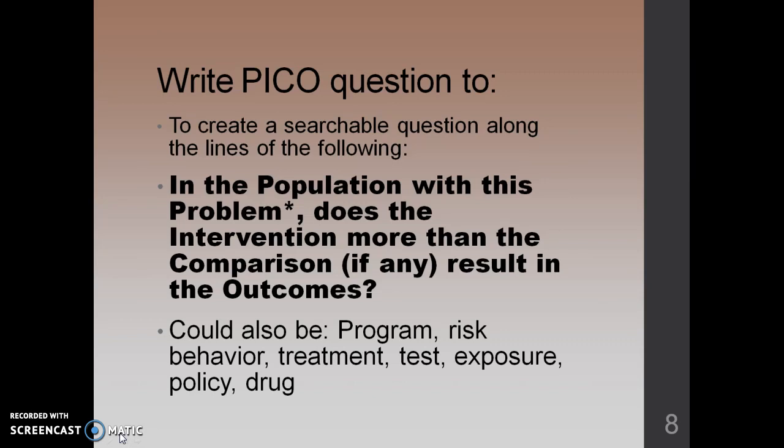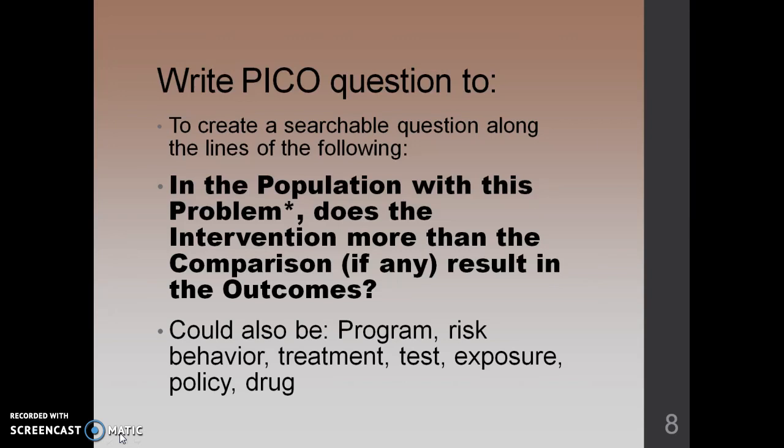So you're going to write the PICO question for public health, and you're going to say in the population with this problem, or in the population in this program, or with this risk behavior, or with this exposure, or a population dealing with this policy or with this medication. Does the intervention that I'm planning, more than the comparison, if there is any comparison, result in the outcomes?